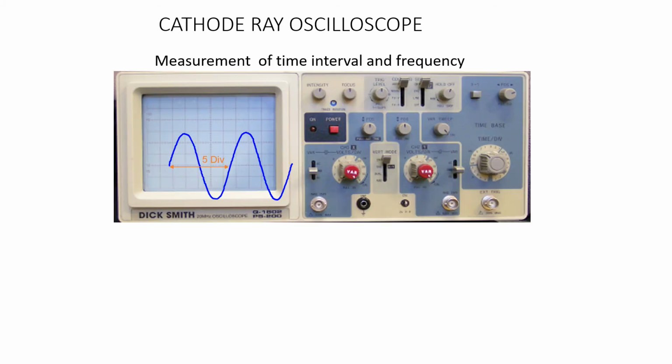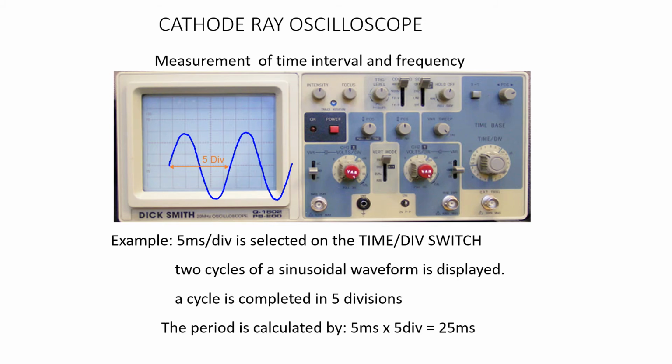Next is the measurement of time interval and frequency. Again, you apply the signal whose time interval and frequency are to be calculated. Adjust the time per division and volts per division controls so that the waveform is displayed. Then, for one complete cycle, you check how many horizontal divisions there are. In this display, one complete cycle is 5 divisions.